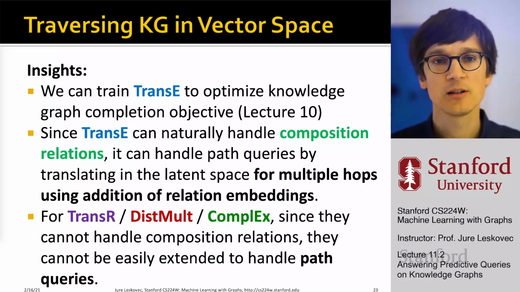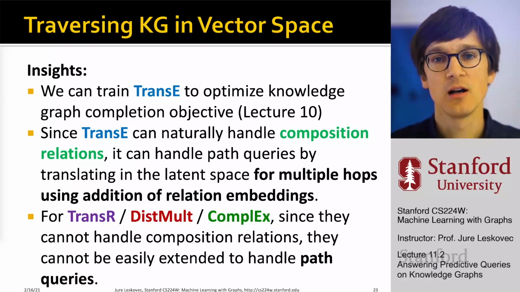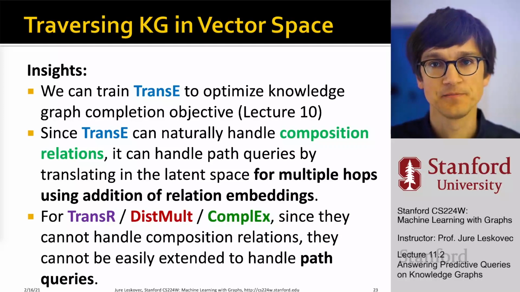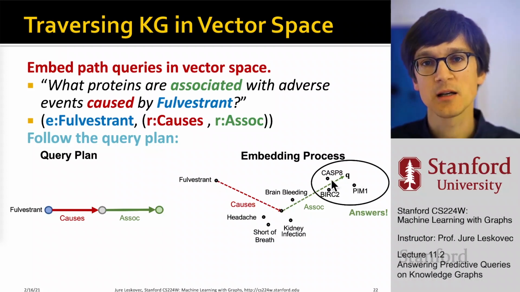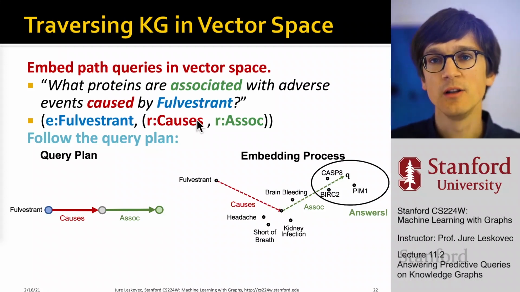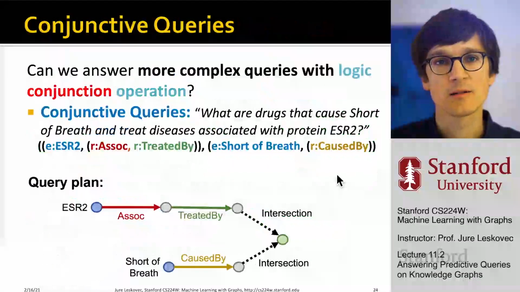For example, if you look at TransR, DistMult, or ComplEx, they cannot be used in these path settings because they cannot handle composition relations. So they are not suitable for answering path queries. The key insight was that we learn how to move around in the embedding space. The goal is to embed the entities as well as learn these vectors that allow us to strategically move around given the query, to embed the query, and then the entities closest to the embedding of the query are our answers.